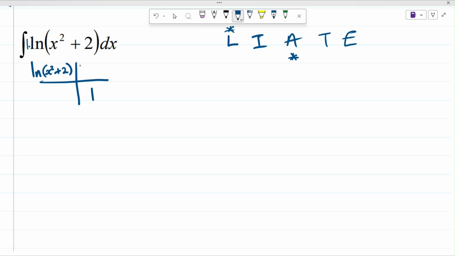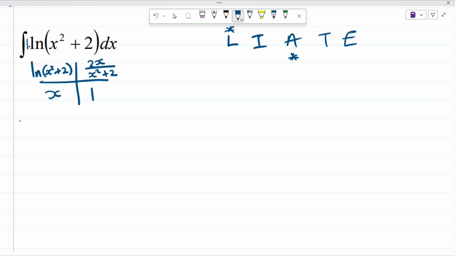When we differentiate ln of x squared plus 2, what do we get? We get 2x divided by x squared plus 2. Then we integrate 1, we get our x here. Make sense? Yeah, it should make some sense.